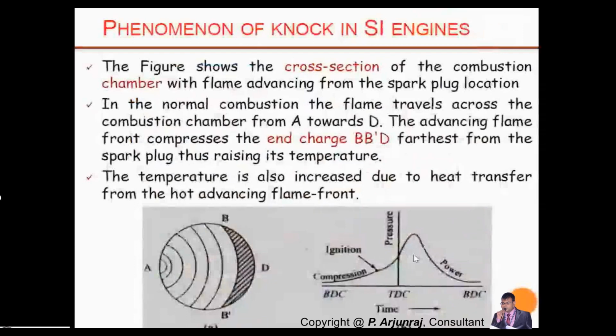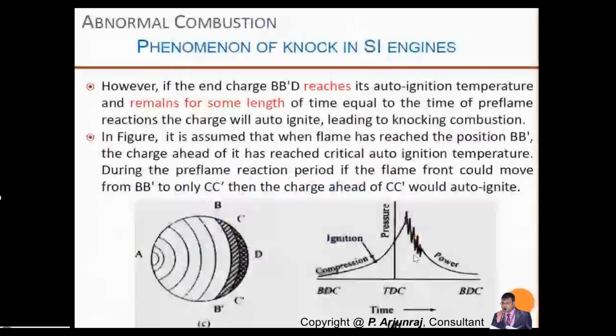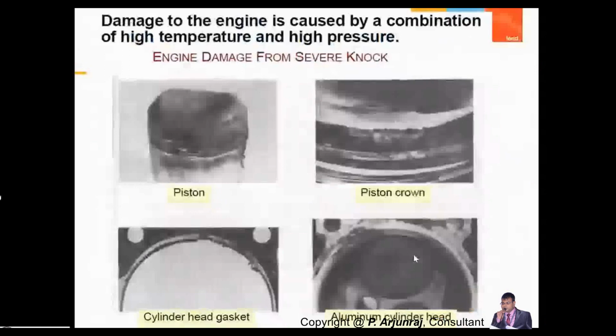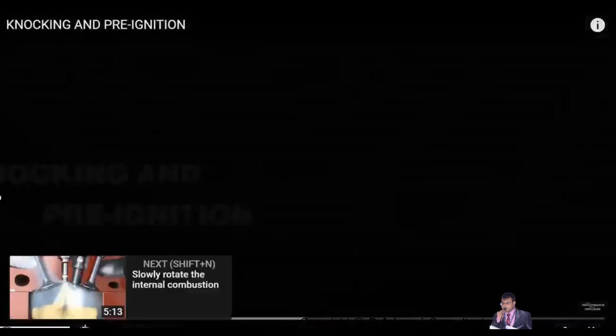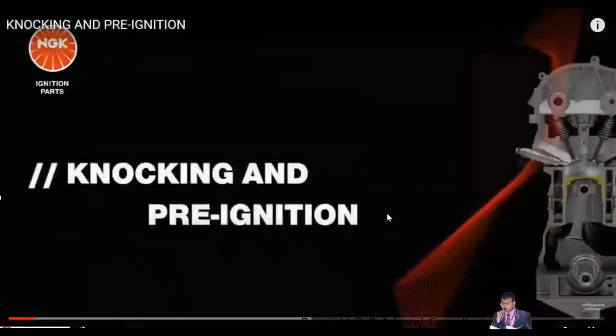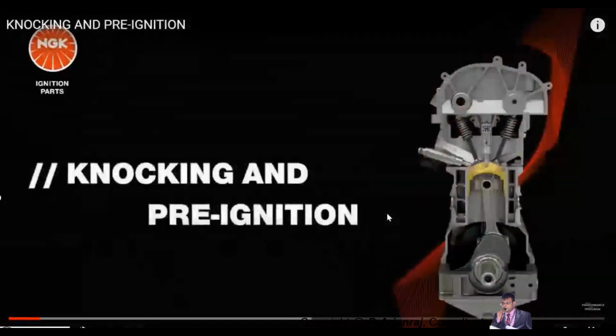Okay, so now we'll see one video with respect to the knocking and the pre-ignition, and then we will go to the next topic, called the phenomenon of combustion in the diesel engine. So this is the video about knocking and pre-ignition.